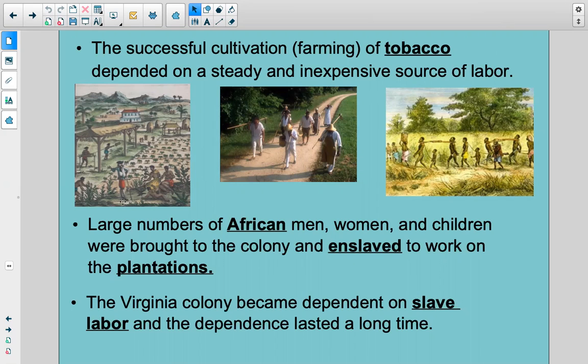So because of that reason, large numbers of African men, women, and children were brought to the colony and enslaved to work on the plantations. And what that means is if they were enslaved, they did not come willingly. The Virginia colony became dependent on slave labor, and that dependence lasted a very long time.